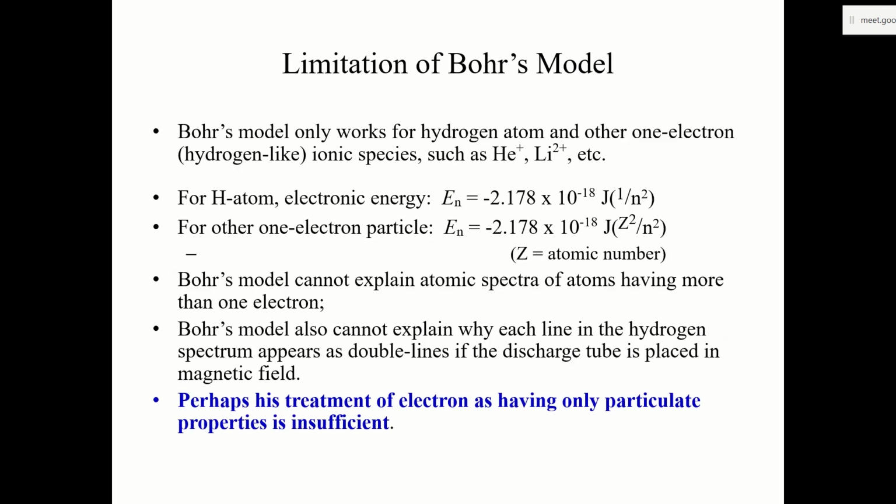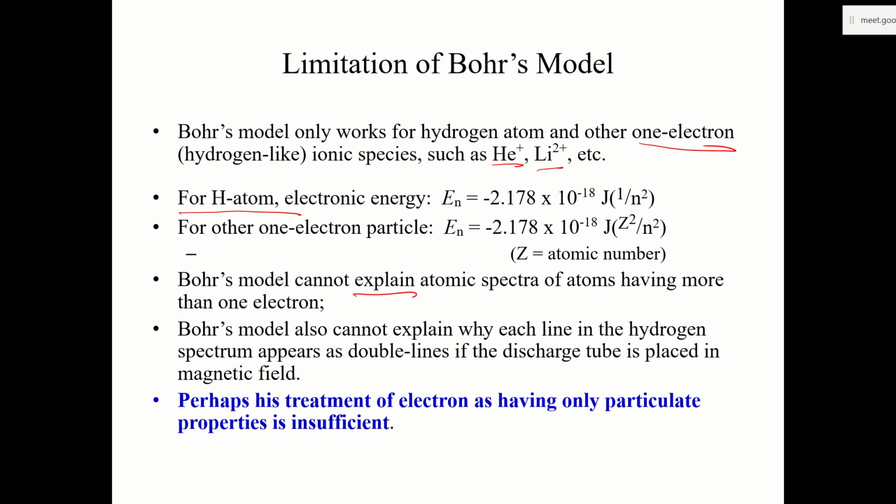So what were the limitations of Bohr's theory? As I already told you, it perfectly fits the hydrogen atom. It is also okay for one-electron species, others like helium plus, lithium 2 plus, but it is not able to explain anything for multi-electron systems. It failed completely for multi-electron systems.